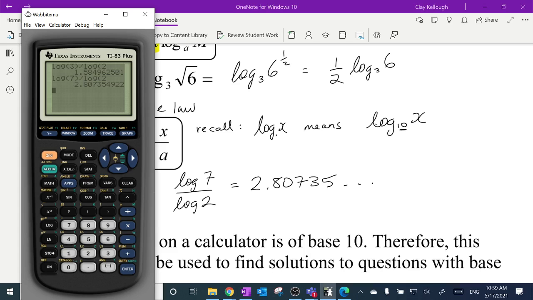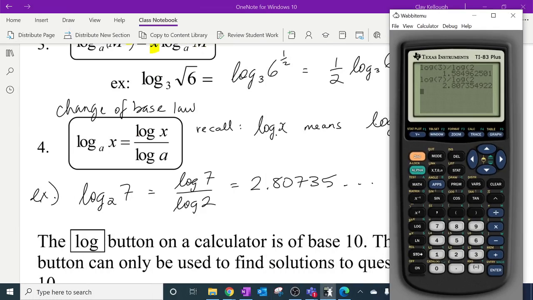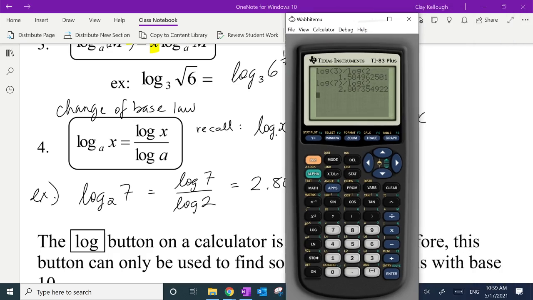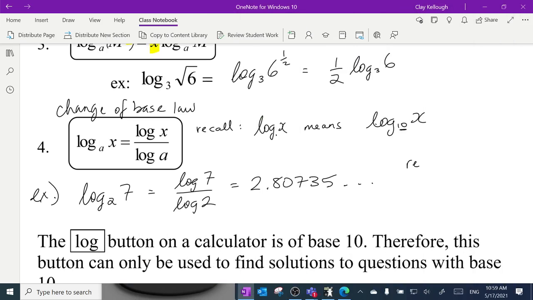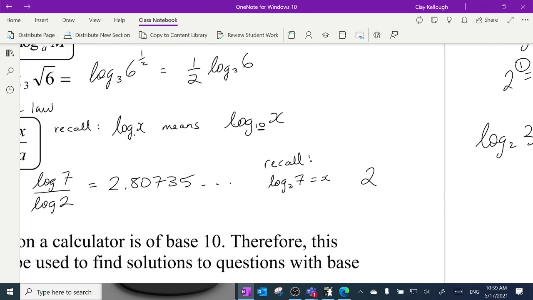So remember that log to the base 2 of 7 can be rewritten in exponential form, right? So again, recall that log to the base 2 of 7, if I say that that equals some number called x, if I rewrite that in exponential form, that means that 2 to the power of x is 7. And there's that problem, right? 2 times itself, how many times is 7? Well, I don't know. Again, 2 squared is 4, 2 cubed is 8. It's somewhere between 2 and 3. We found out that it's actually that number exactly.